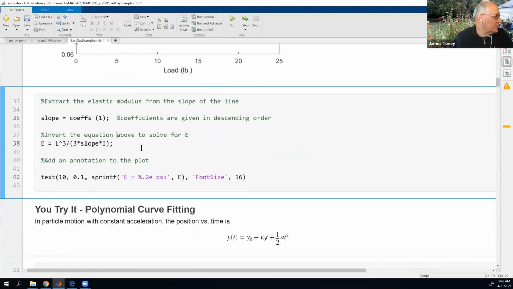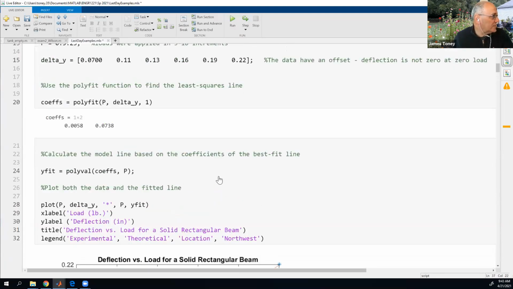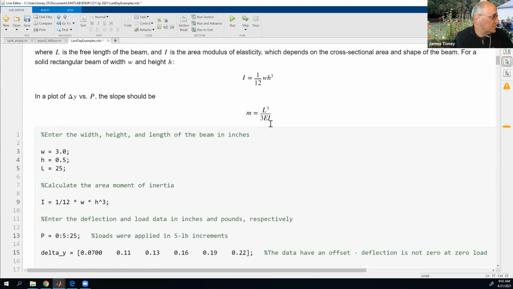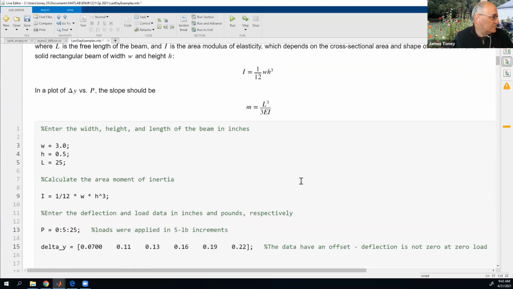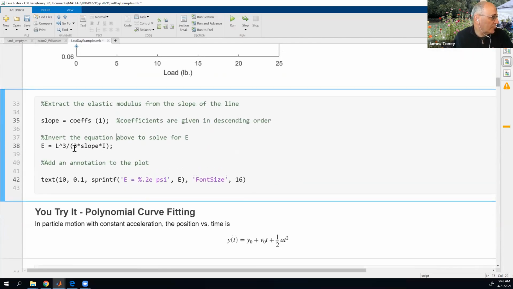All right, then if you want to extract the Young's modulus from the slope, well, the slope is the first coefficient. So I pull out the first element of that coefs array. And then I rearrange this equation to solve it for E. So it's going to be L cubed over 3 times the slope times I. And that's the Young's modulus.